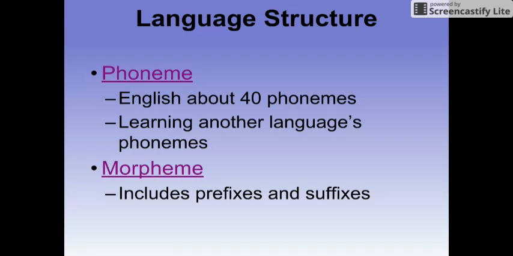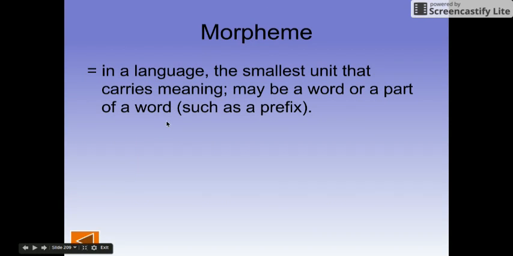Now, morpheme is the second piece that goes into language structure. And a morpheme is the smallest unit that carries meaning. So it may be a word or a part of a word, such as a prefix. So, for example, un, as in un, un.